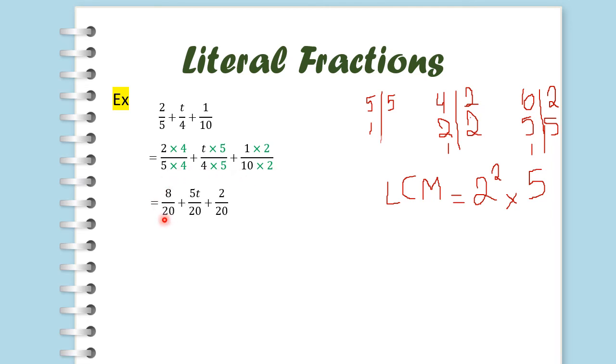After I transform them into the same denominators, now I can add the numerators. So as you can see here, 8 and 2 we add together and get 10, because they are numbers. As for 5t, we leave it as it is, 5t. And now I can notice that between the 10 and the 5 I have a common factor, which is 5. So I take the common factor 5: 10 over 5 leaves 2, and 5 divided by 5 leaves 1t. So we took the common factor, now I can simplify 5 and 20, and here is the final answer.